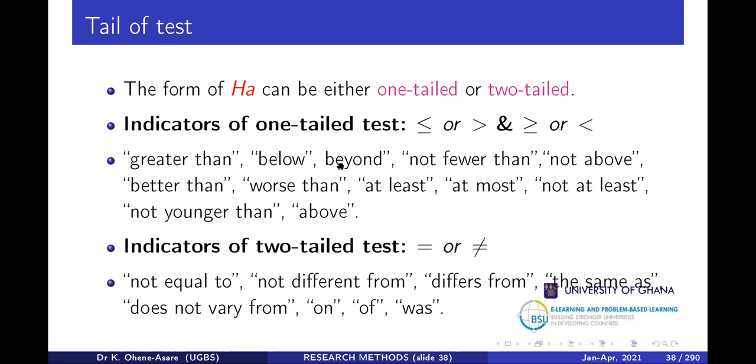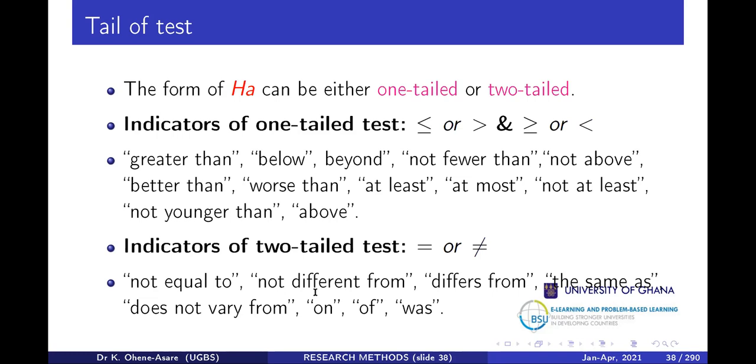Sir, please, does not vary from, I thought it was equal to. It is? Yes, that's what I was thinking. But she mentioned not equal to. I wanted some clarification. Does not vary from is equal to. Okay. So on is equal to, off is equal to, was is equal to. Okay, so keep note of all of these.